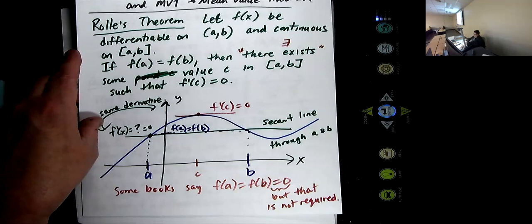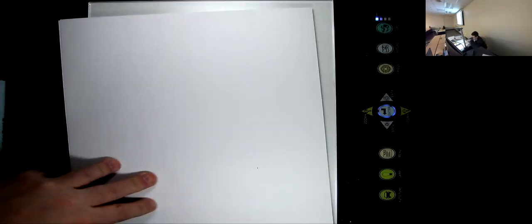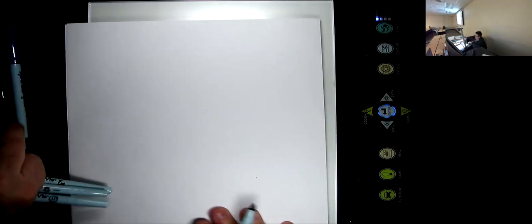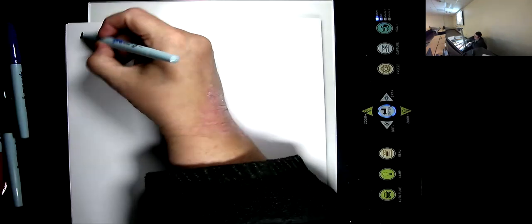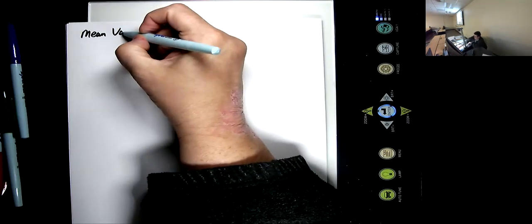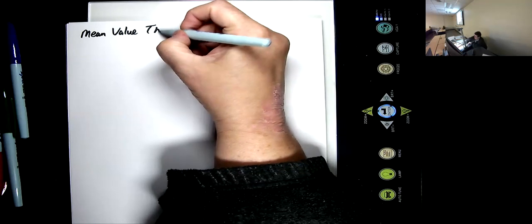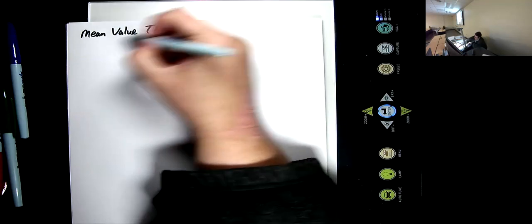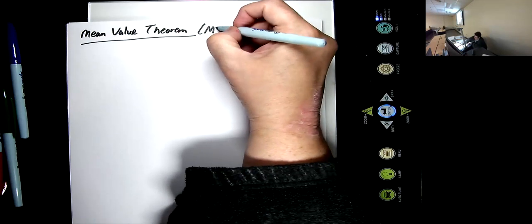All right, you guys ready for some more magic? The mean value theorem. This is what you get tattooed on your forearm because it's that important. Lovingly known as MVT.